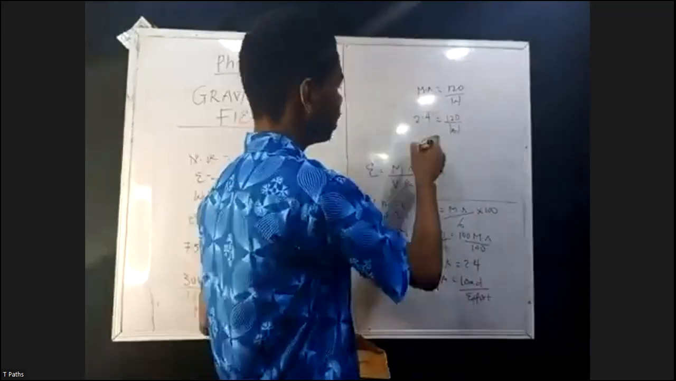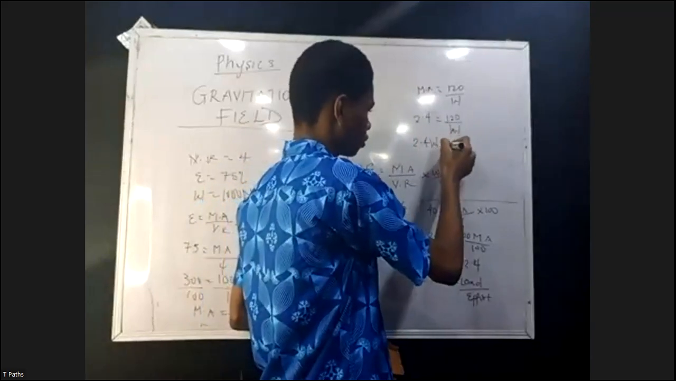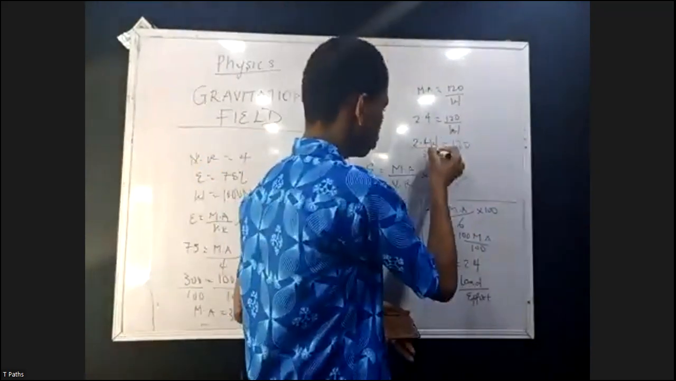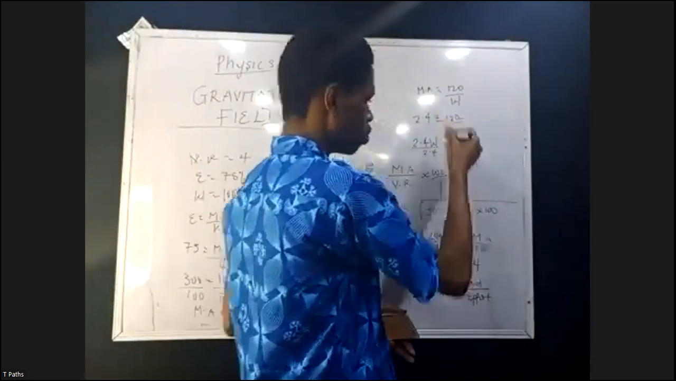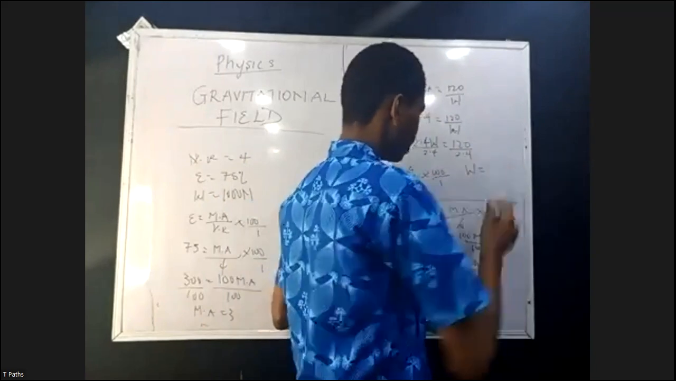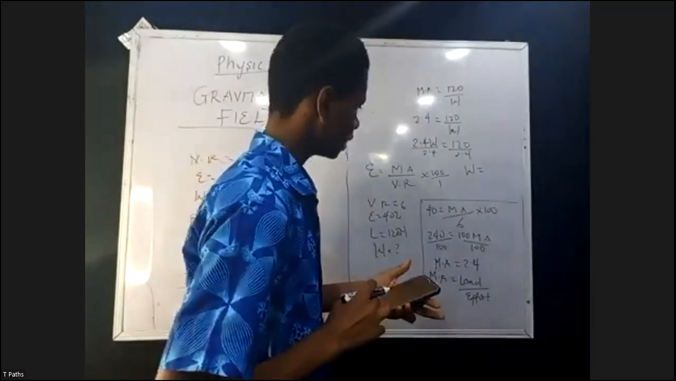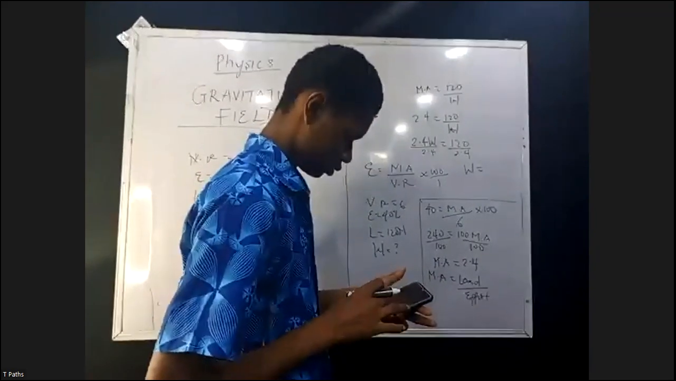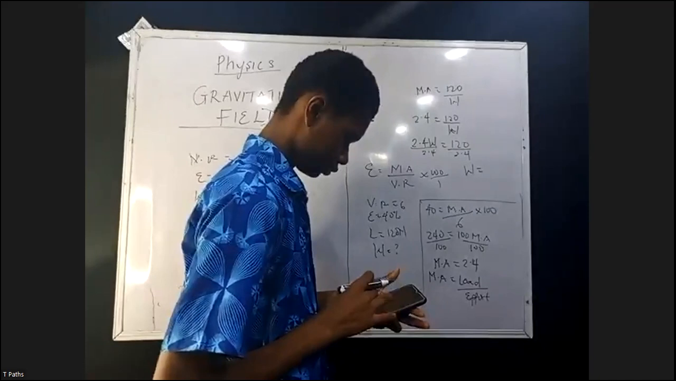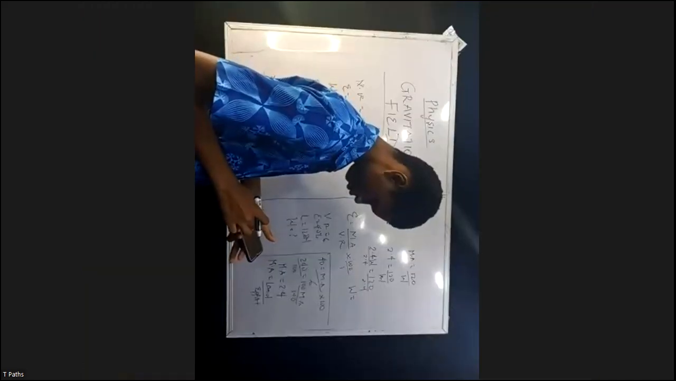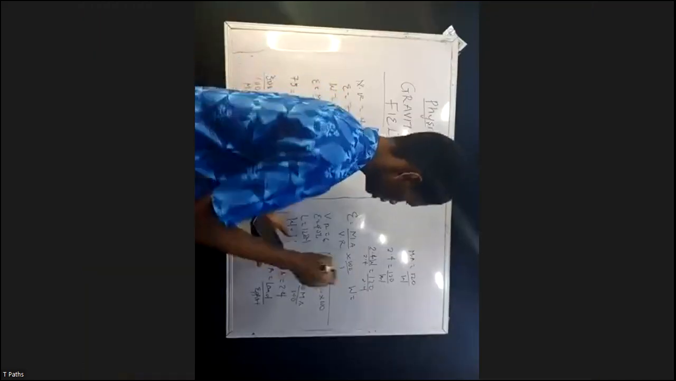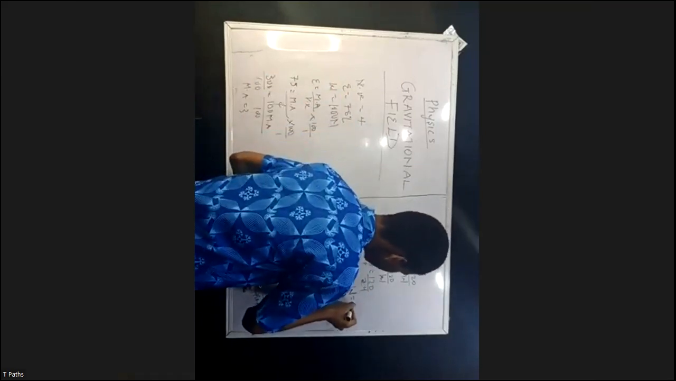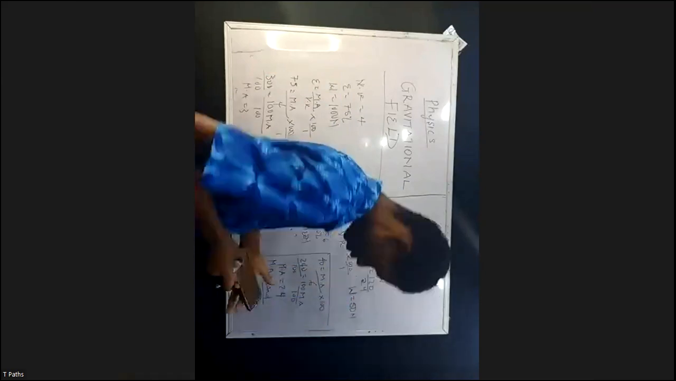Now cross multiplying, I'll have 2.4 times effort equals 120. So to get the value of my effort, I'm going to divide through by 2.4. So I'll divide 120 by 2.4. My answer is 50. So when I divide 120 by 2.4, I get 50. So the value of my effort is 50 Newton.